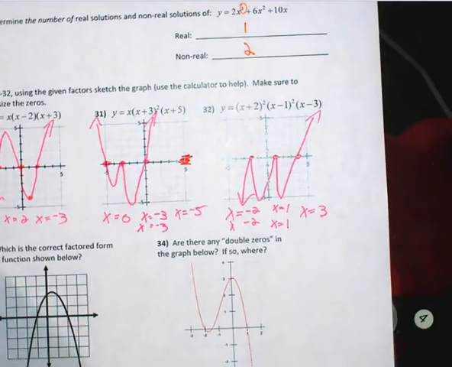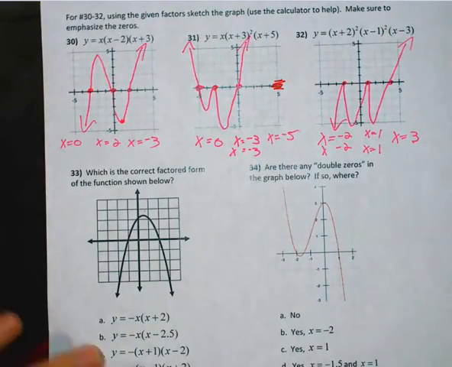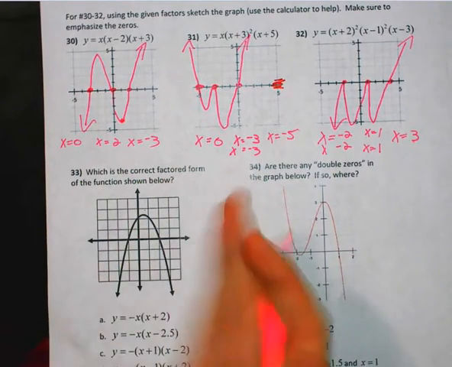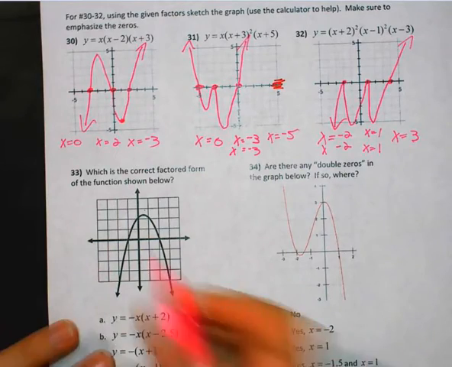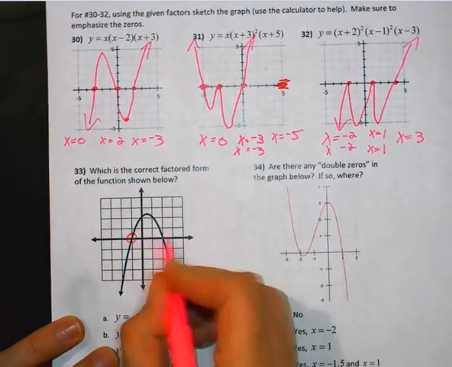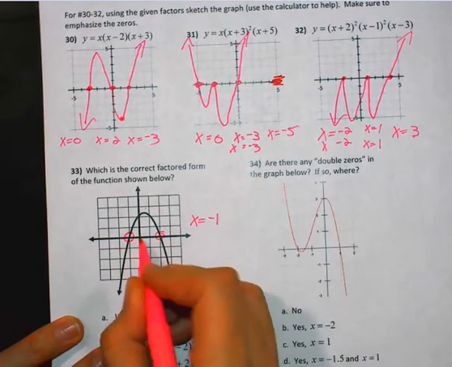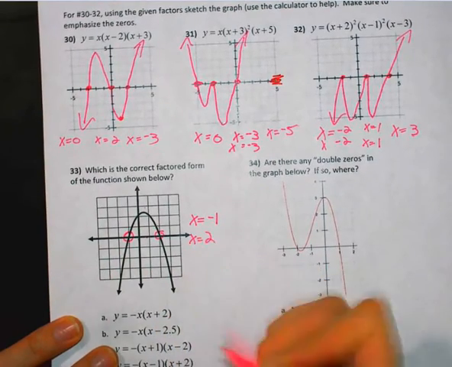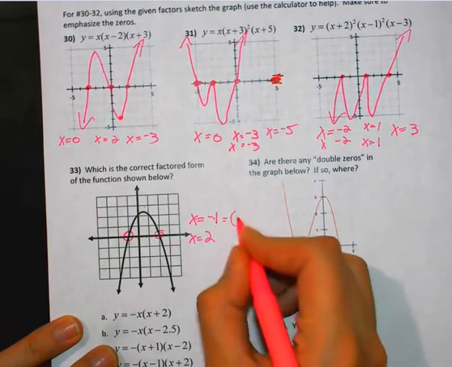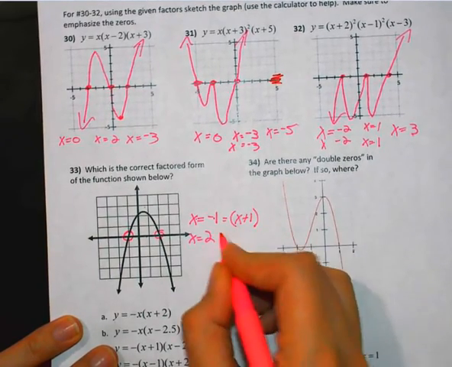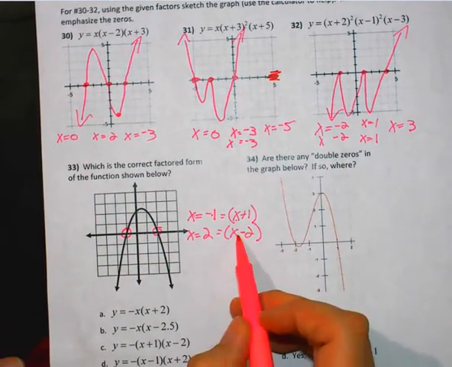All right, the next one. Which is the correct factored form of the function? Okay, well, factored, so we've been kind of flipping back and forth between zeros, x-intercepts, factored form, standard form. So first of all, this picture is going to give you what the zeros are. So I have a 0 of x equals negative 1, x equals positive 2. Well, if those are the zeros, the factors are going to be x plus 1, x minus 2. So those are our factors.